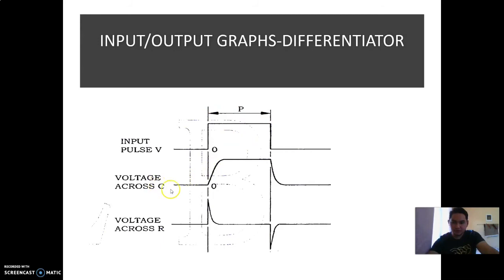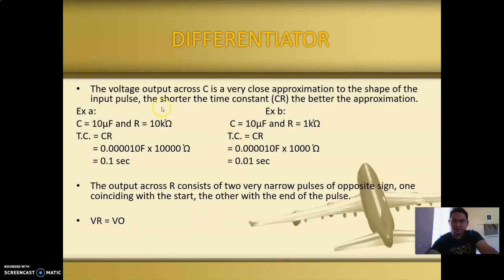This graph is the voltage across C and R. The voltage output across C is a very close approximation to the shape of the input pulse. The shorter the time constant, the better the approximation. Here is an example calculation to get the time constant. C is equal to 10 microfarad and R is equal to 10 kilo ohm. Time constant equals CR, so 0.000010 farad times 10,000 ohm is equal to 0.1 second.